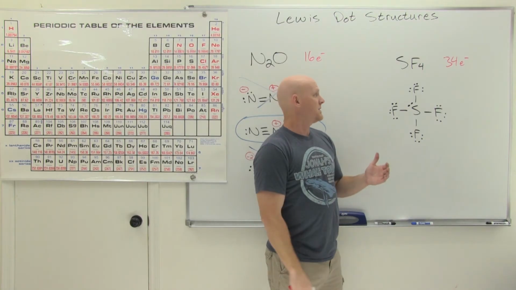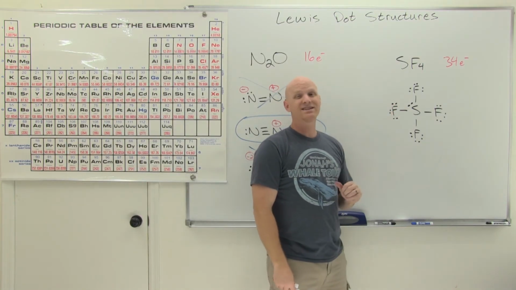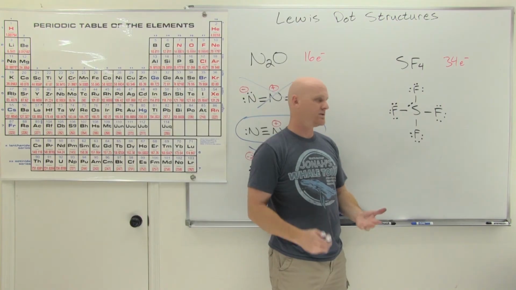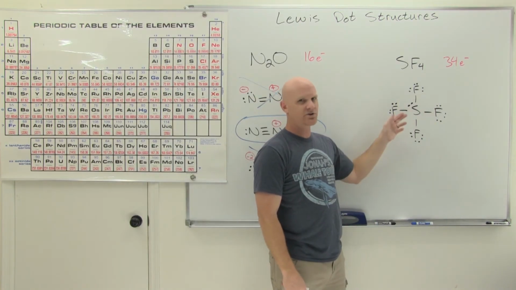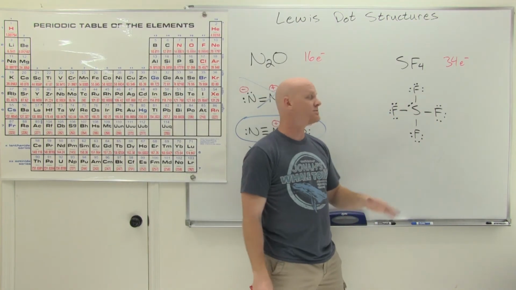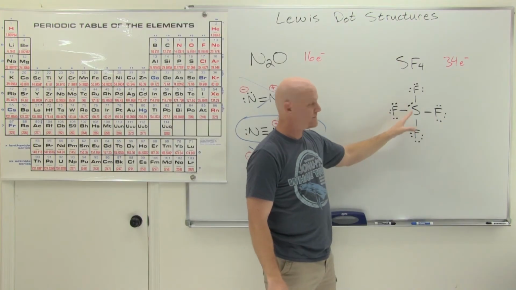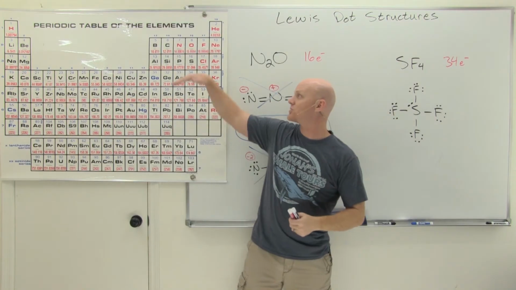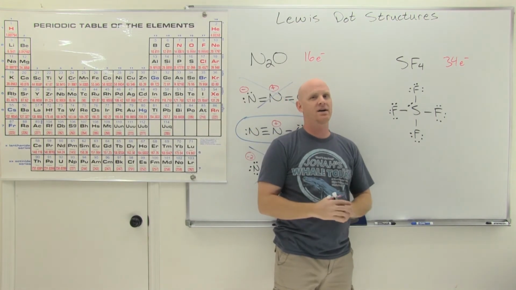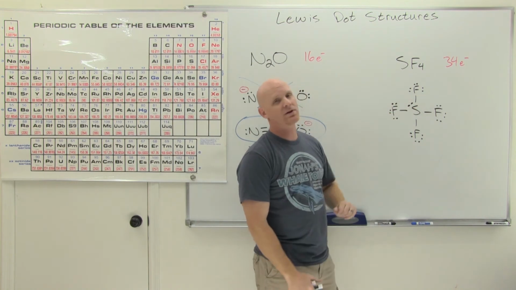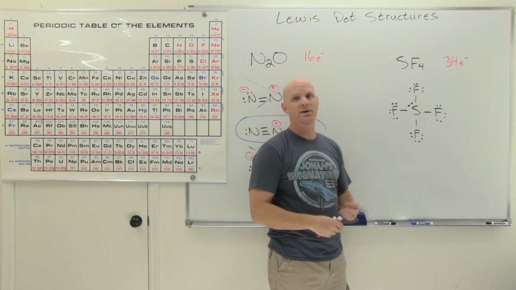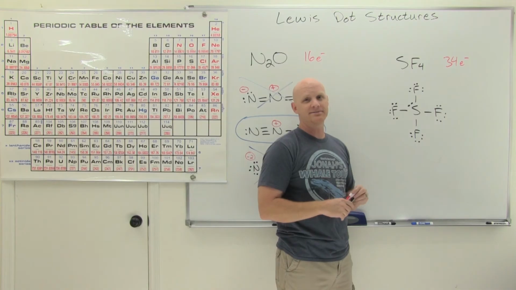Cool. And then you have to ask yourself, is the central atom happy? Is he full? Well, in this case, he's more than full. He's got 10 electrons around him. He's drunk with electrons. He's more than happy. But that's okay. Again, sulfur, being in the third row or lower, is allowed to go over the octet rule. And this is your Lewis structure for SF4, our first example of an expanded octet.